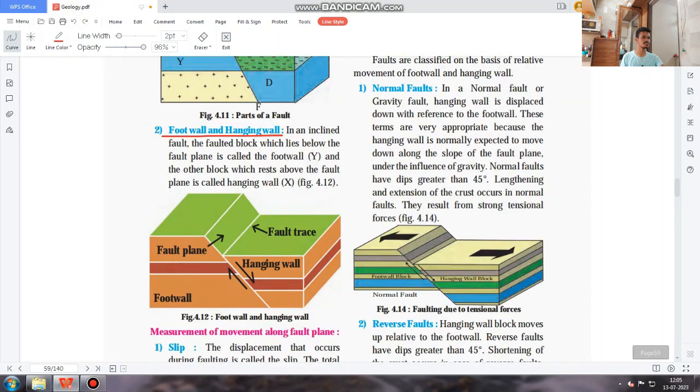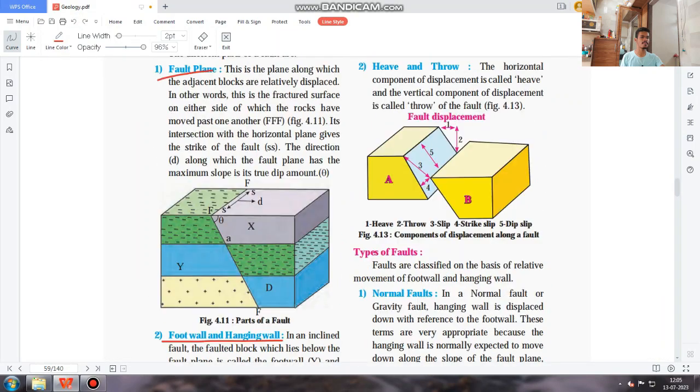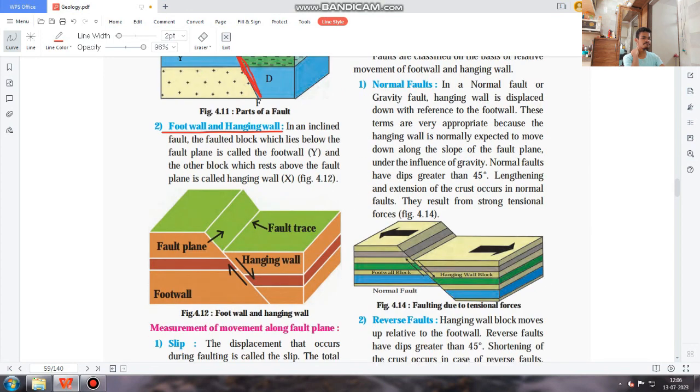Sorry, footwall and hanging wall, these are the two parts. Fault plane is what? This is the fault plane. You can see this FFF divides these two structures. This is one structure, this is one structure, divided into 2 parts, so it is the fault plane. This is a strike S and this is a dip.